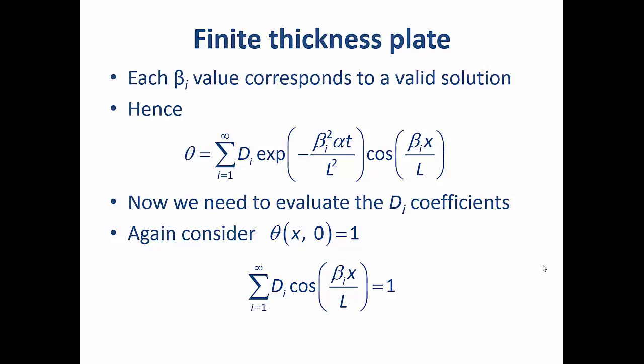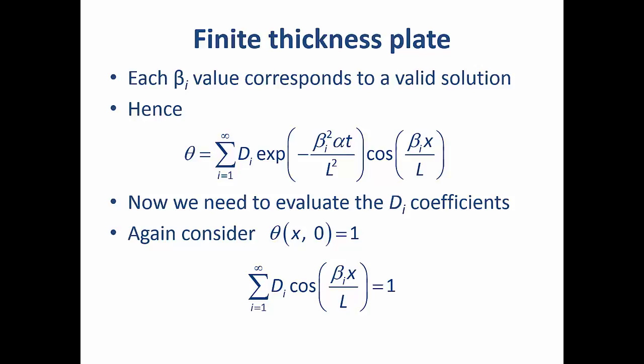And each of those roots of course corresponds to a valid solution, and just in the same way that we did with the Fourier series solution, we have to sum all of those valid solutions. So we now have a constant that corresponds to each value of beta i, and the overall theta equals the sum between i equals 1 and infinity of di times the exponent of minus beta i squared alpha t over L squared times cos of beta i x over L.